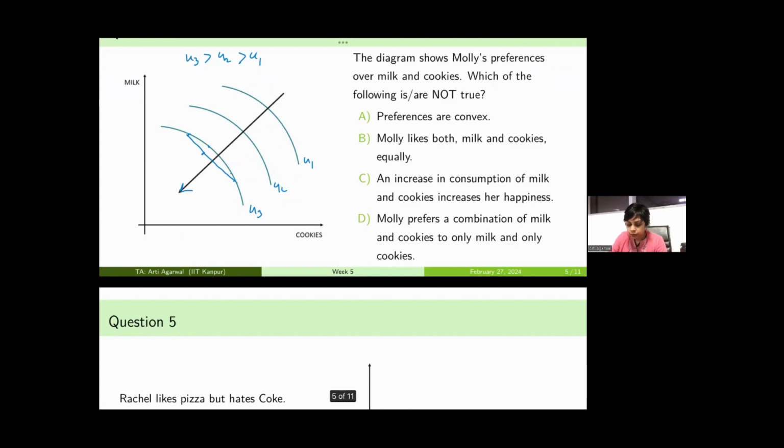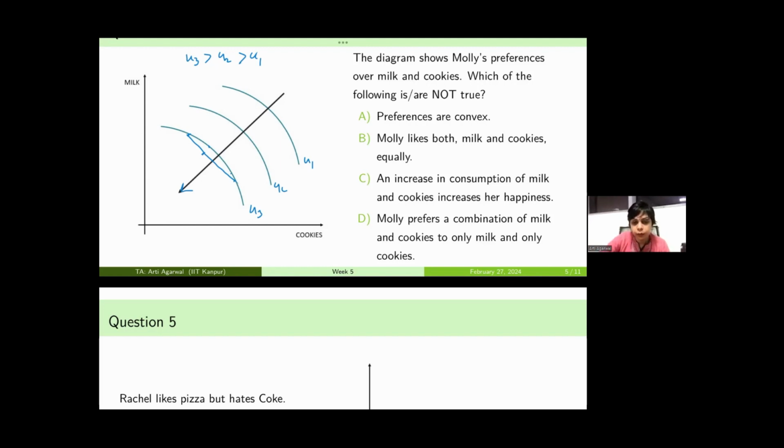All right. C we already discussed. D: prefers a combination of milk and cookies to only milk and cookies. So that is correct, right? Because that is exactly what convexity implies. And we can see that that is the case here, on this whole diagram where I've drawn that blue line, a point on that blue line has higher utility than a point on that curve for U3. So D is correct. So what all is not correct? B is not correct and C is not correct.